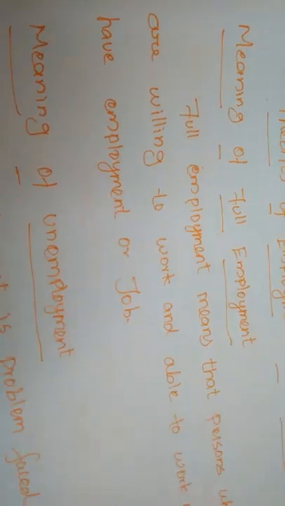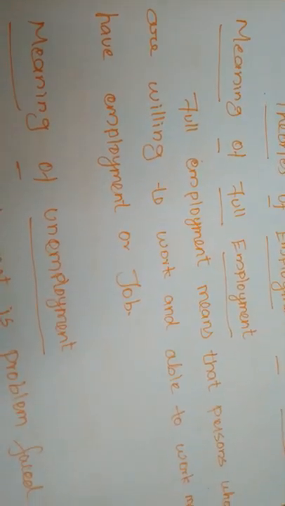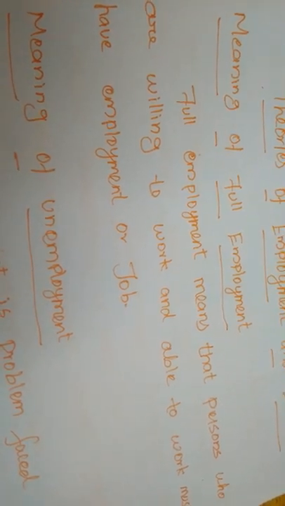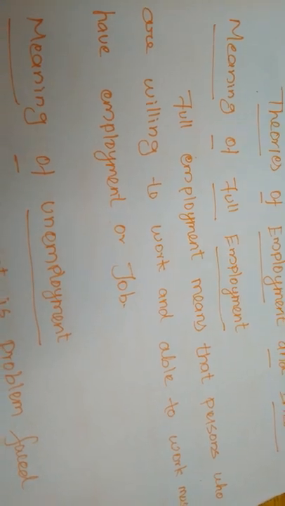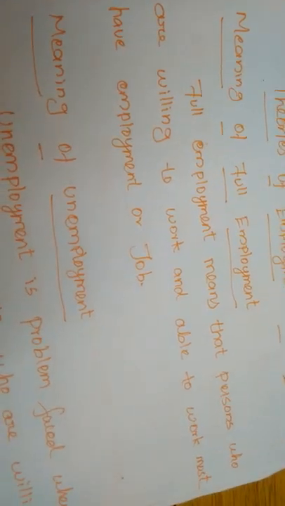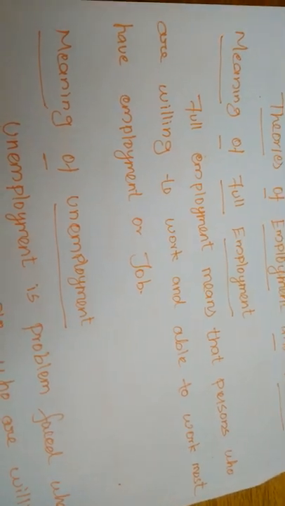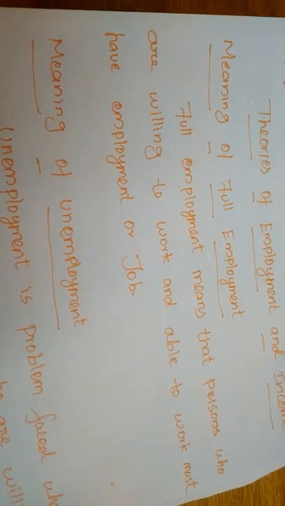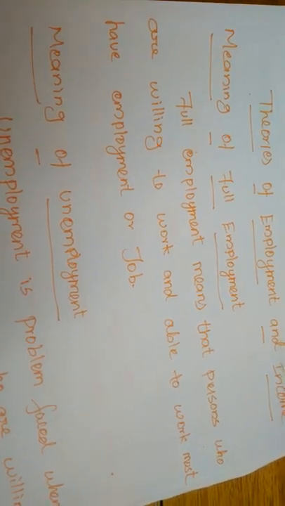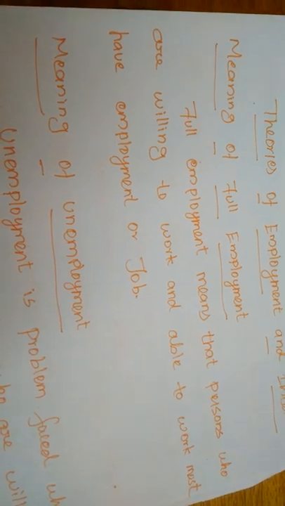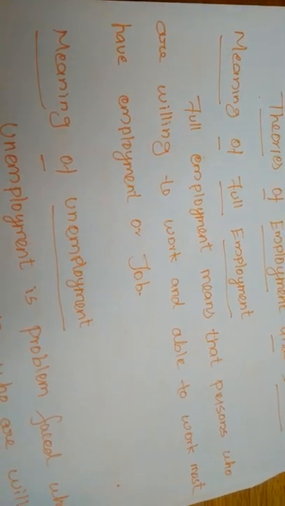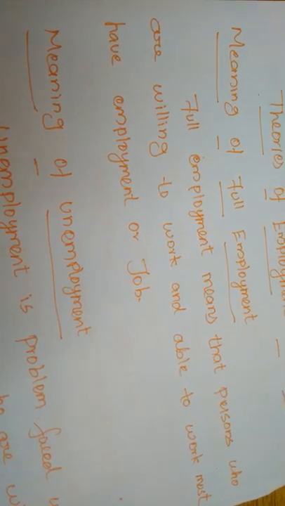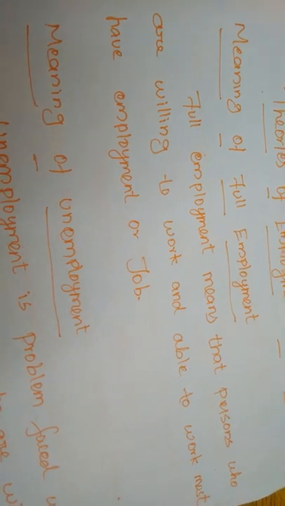Understand, students? So Keynes, one of the economists, defines full employment as the absence of involuntary unemployment. Absence of involuntary unemployment means that everyone who has the ability and the willingness to do any work is engaged, and all the factors of production are engaged. That is called full employment. Okay, so no person will be unemployed; that is called full employment according to Keynes.